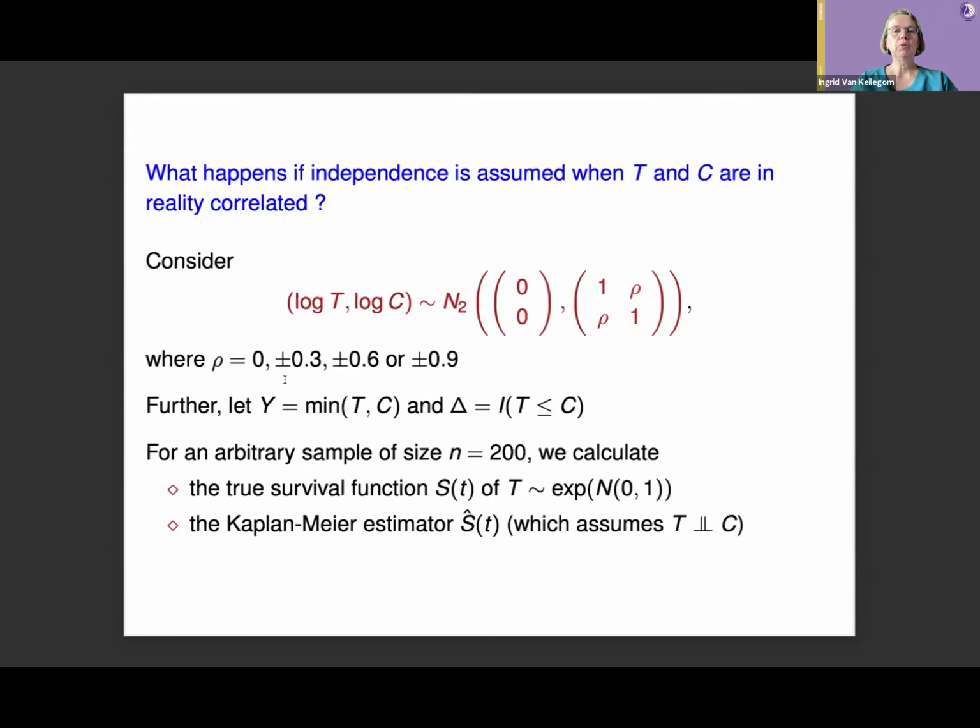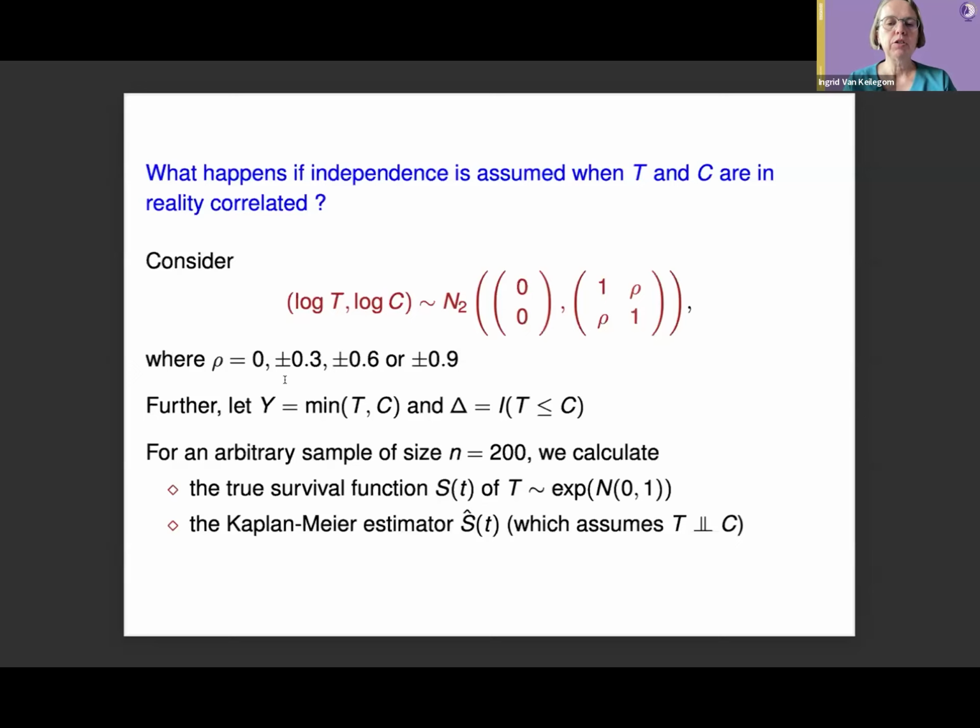Okay, here you see what happens if you would assume independence between T and C, when in reality they are correlated. So it's a small artificial data set of size 200, and I generated T's and C's from a bivariate log normal distribution with mean 0, variance 1, and a certain correlation rho.